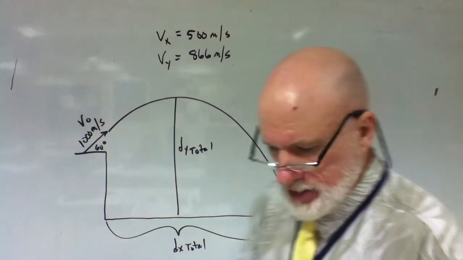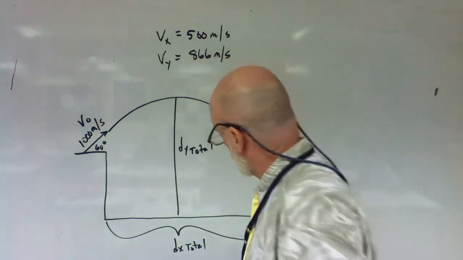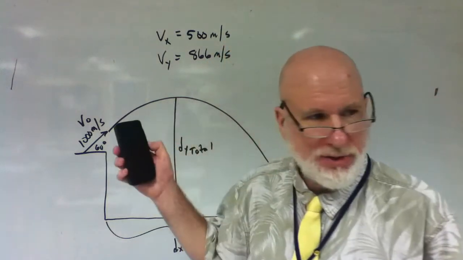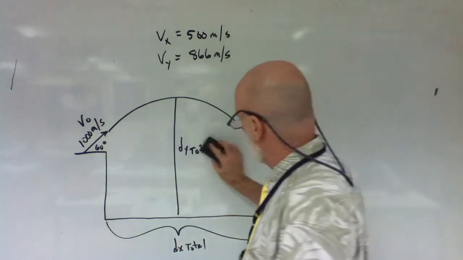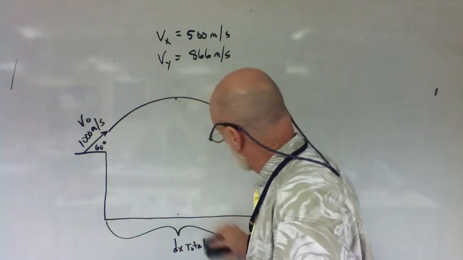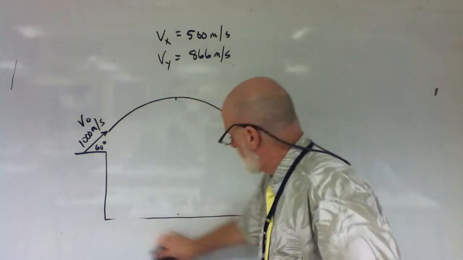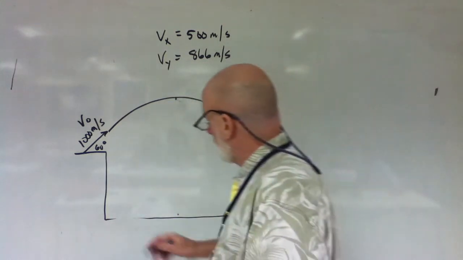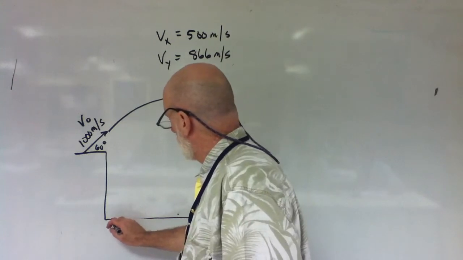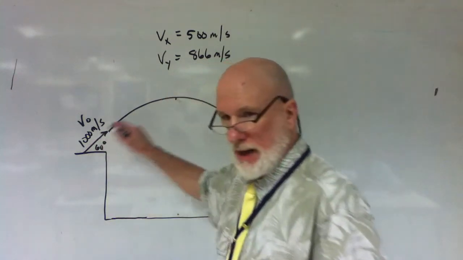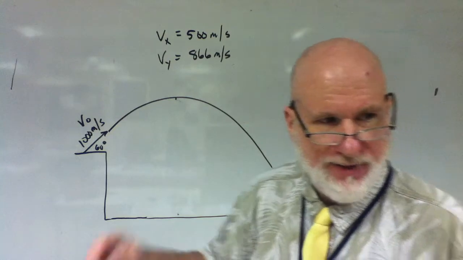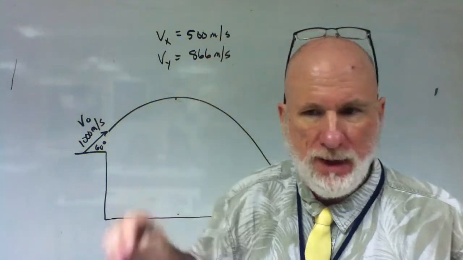Okay, that's what I want to find, those values. Now, I'm going to erase that marking so we can have some room to do calculations. I don't want to get sloppy. So what we're going to do is find the range, the distance, the x value, the total distance, and the total height.